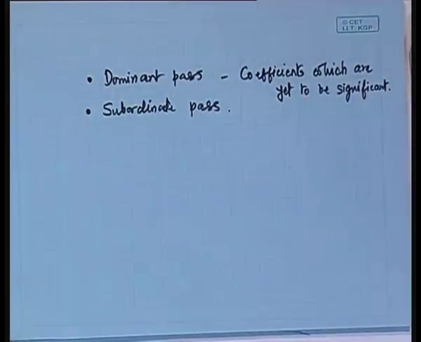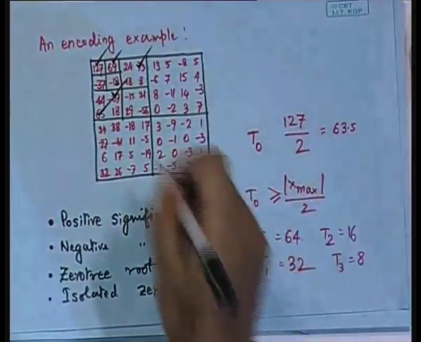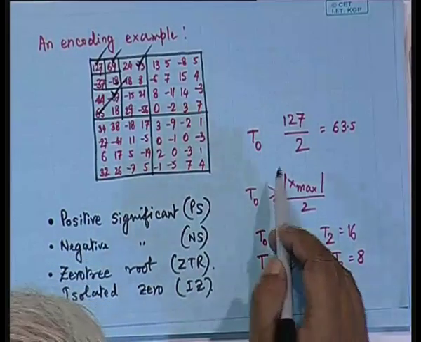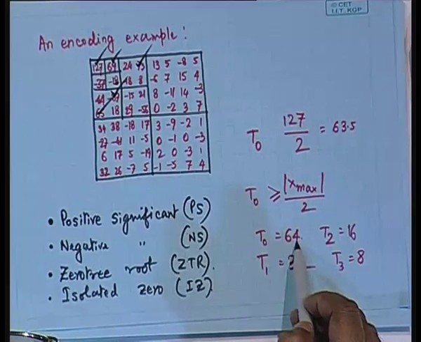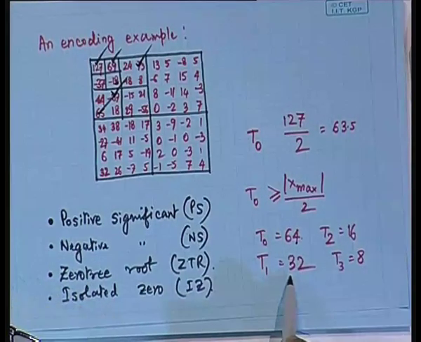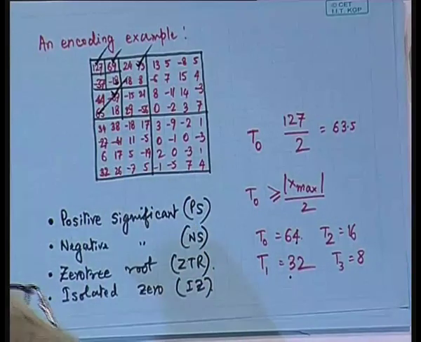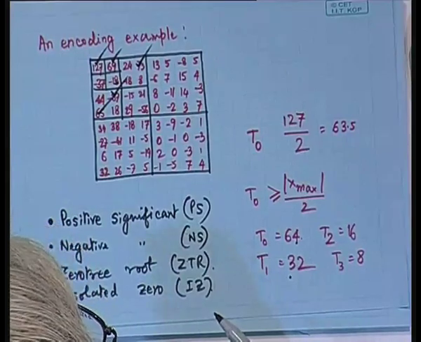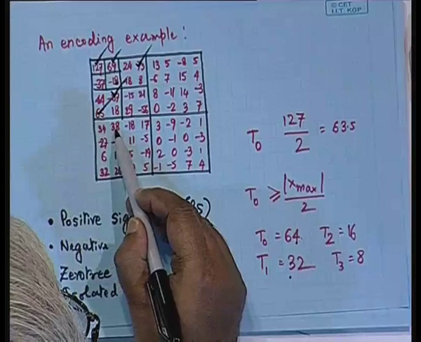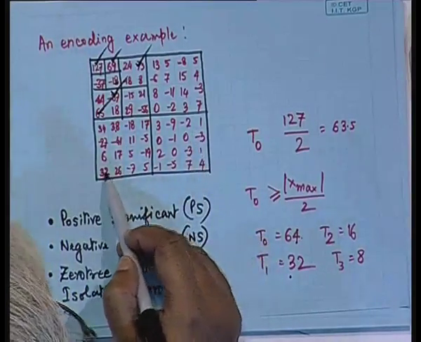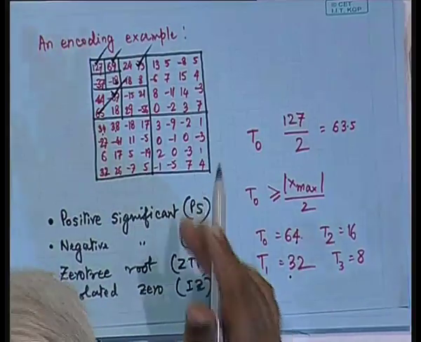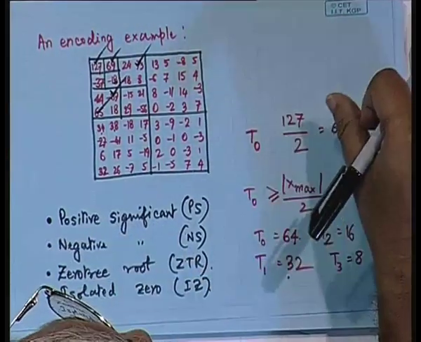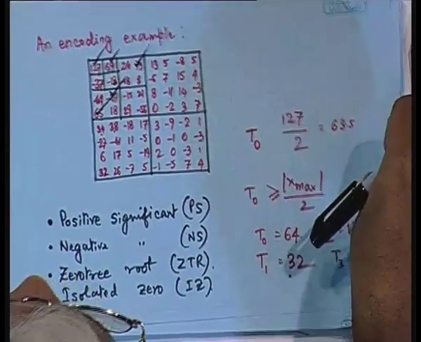What I mean by this is, let us take this example again. You see, this coefficient minus 37 is insignificant when the threshold is 64, but in the next pass when the threshold is 32, this minus 37 becomes significant. Whichever lie between a value of 32 and 64, like here, this becomes significant, this becomes significant, this 34 becomes significant. There are quite a few values which become significant in the second pass when I make T1 equal to 32.